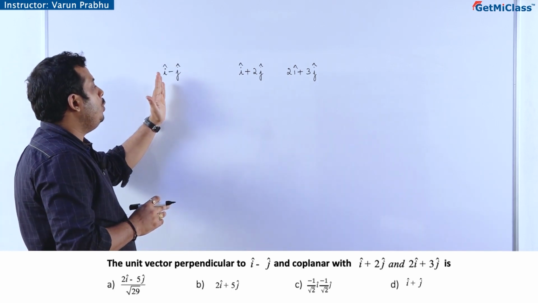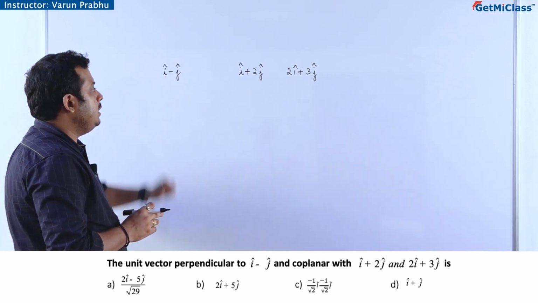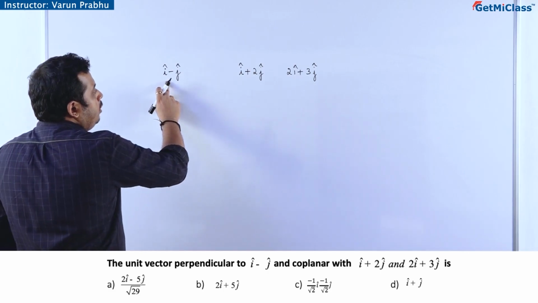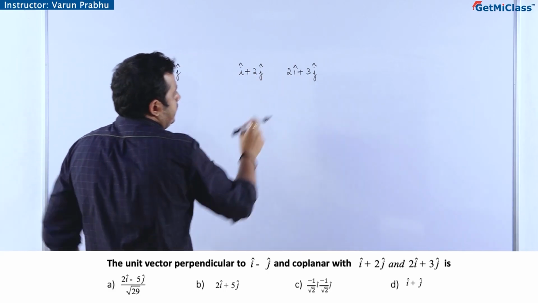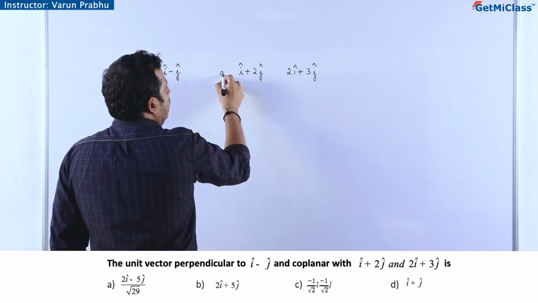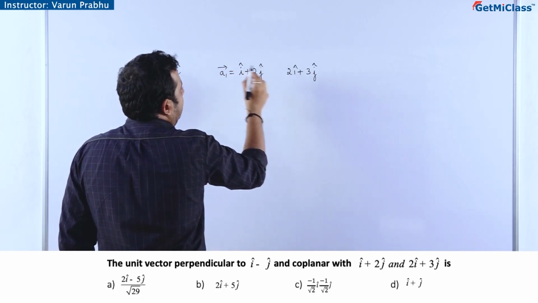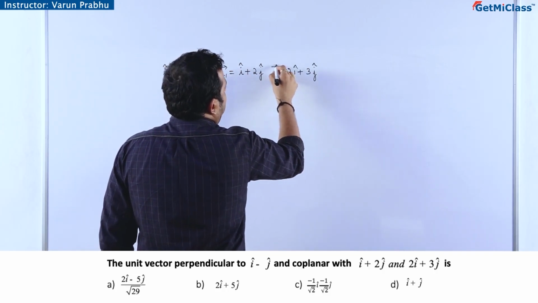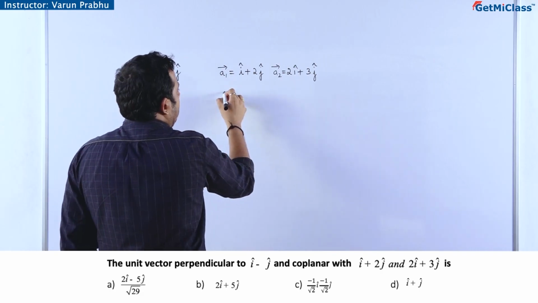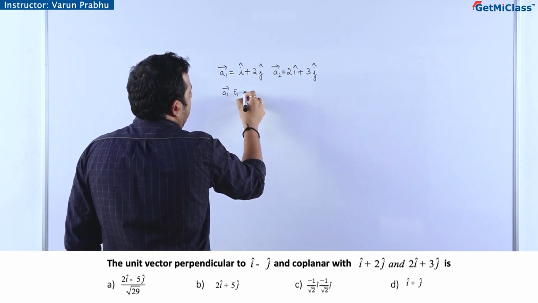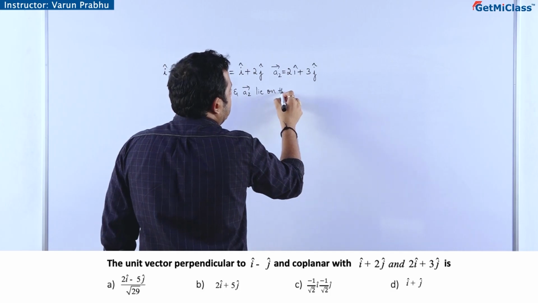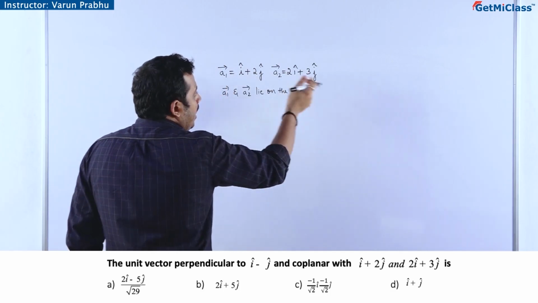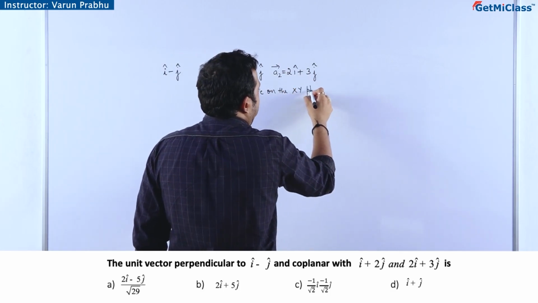The question is asking for the unit vector which is perpendicular to this vector and lying in the same plane, coplanar to these two vectors. Let me call this vector a1 and this vector a2. As you can see clearly, vector a1 and vector a2 lie on the xy plane, because they have only i cap and j cap.